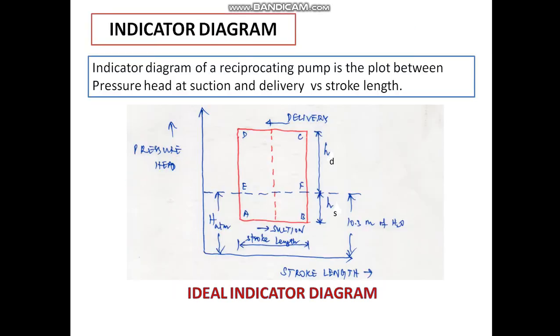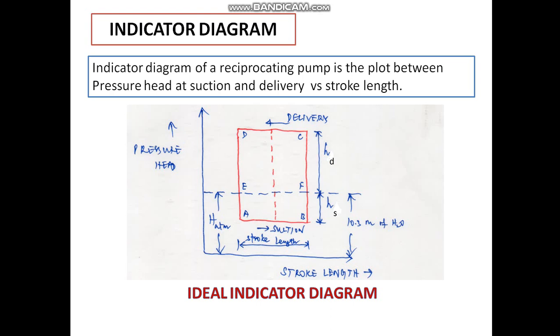The indicator diagram is the graph between the pressure head inside the cylinder of a reciprocating pump and the distance moved by the piston for one complete revolution of the crank. The distance moved by the piston during one stroke is called the stroke length. So it is actually a graph between the pressure head and the stroke length. The pressure head is plotted along the y-axis and the stroke length is along the x-axis. And the given figure is the ideal indicator diagram.